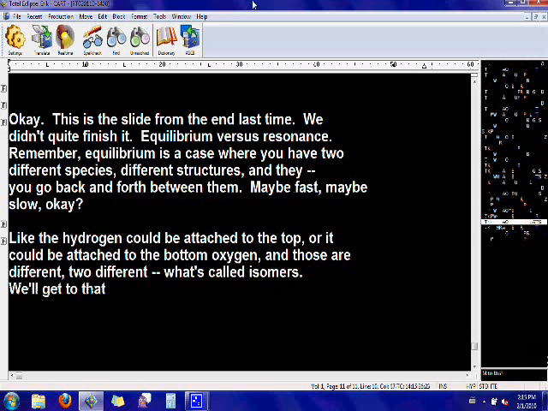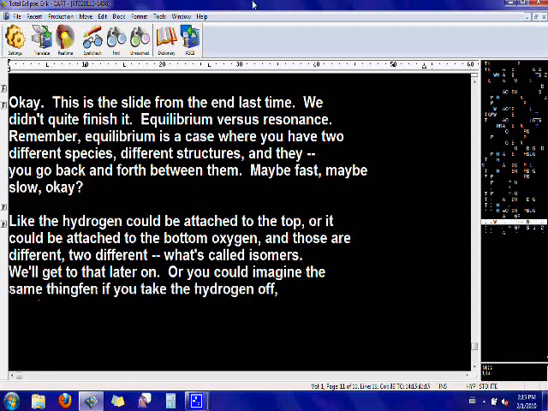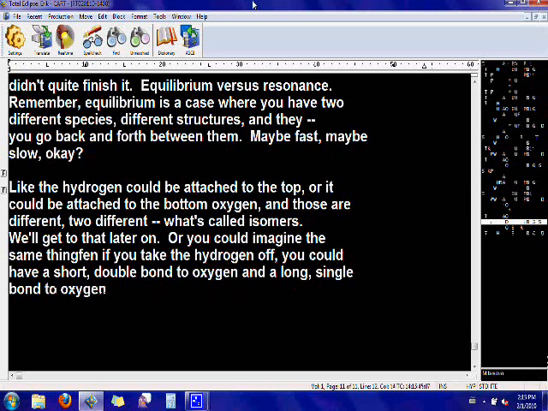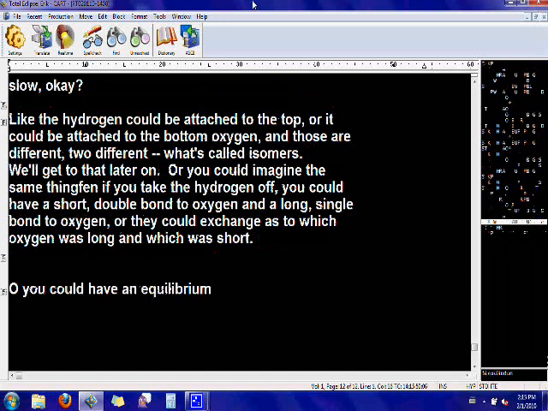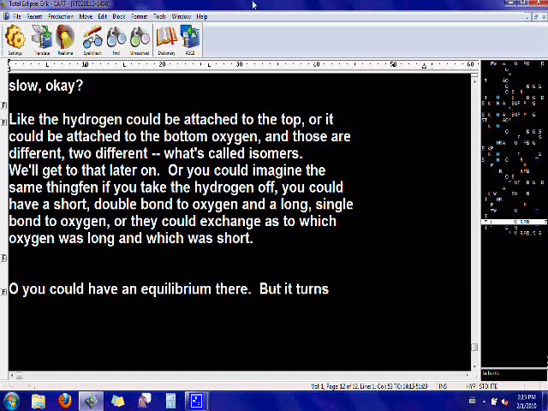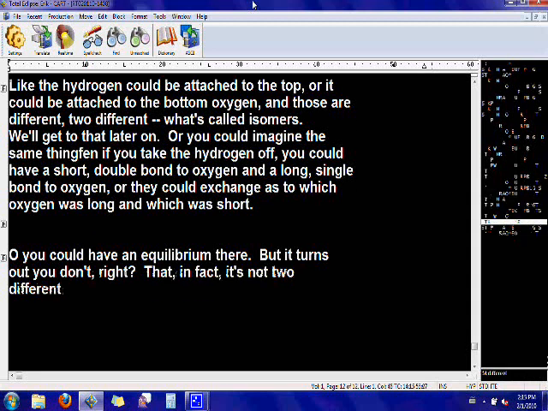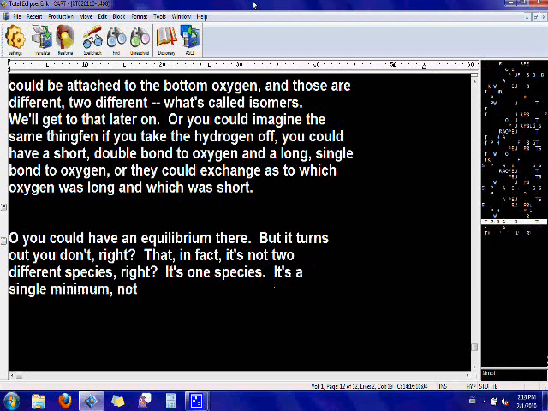Or you could imagine the same thing. If you take the hydrogen off, you could have a short double bond to oxygen and a long single bond to oxygen, or they could exchange as to which oxygen was long and which was short. So you could have an equilibrium there, but it turns out you don't. In fact, it's not two different species. It's one species. It's a single minimum, not a double minimum.